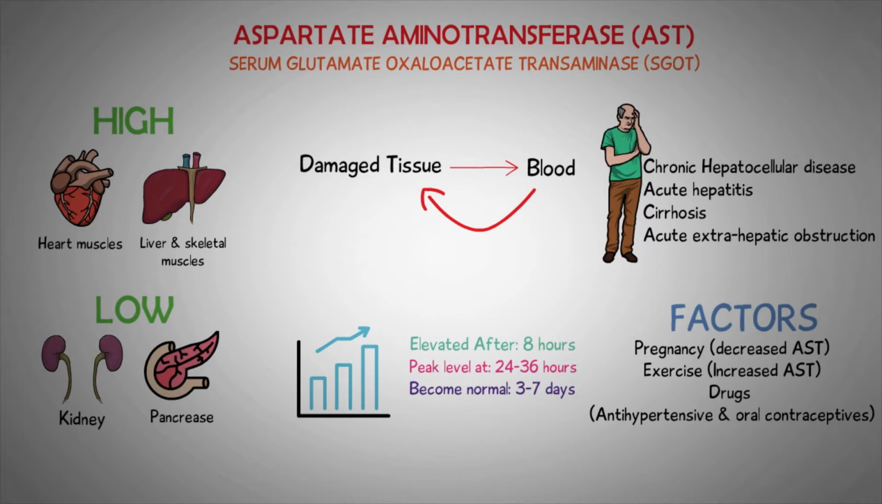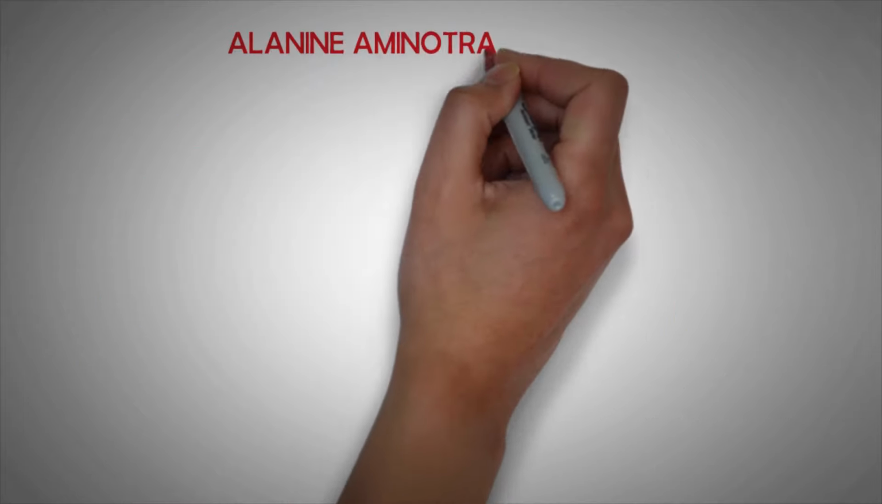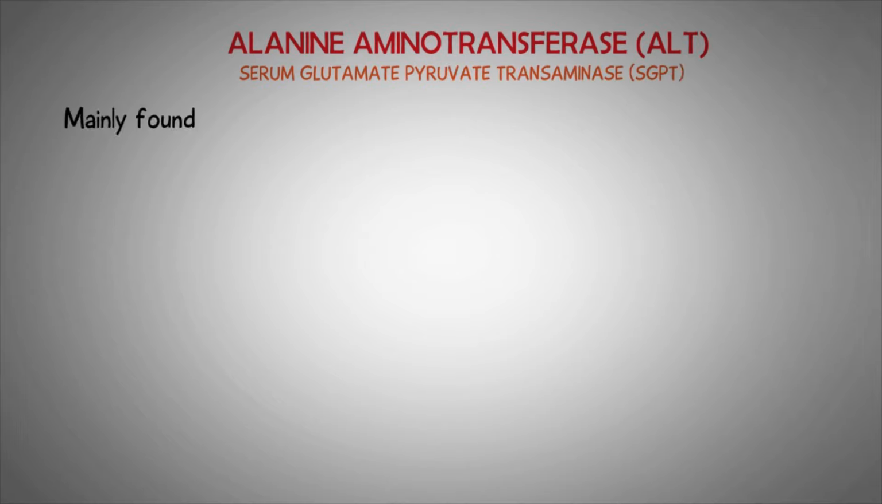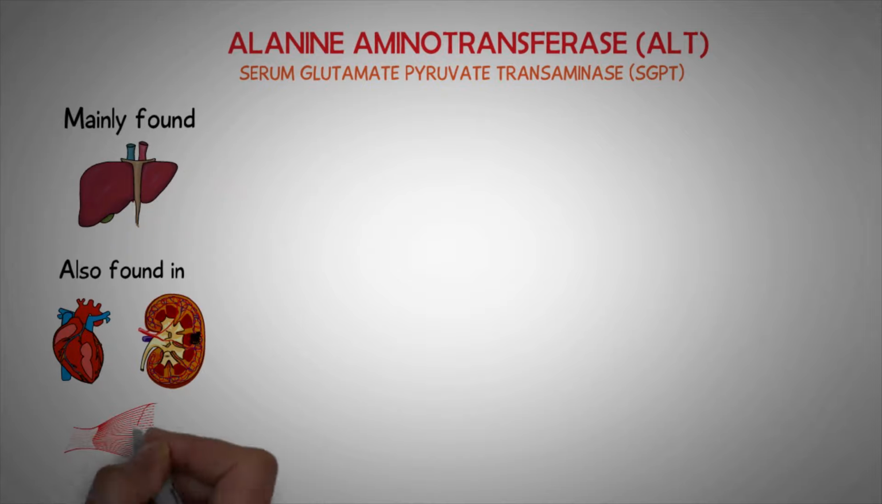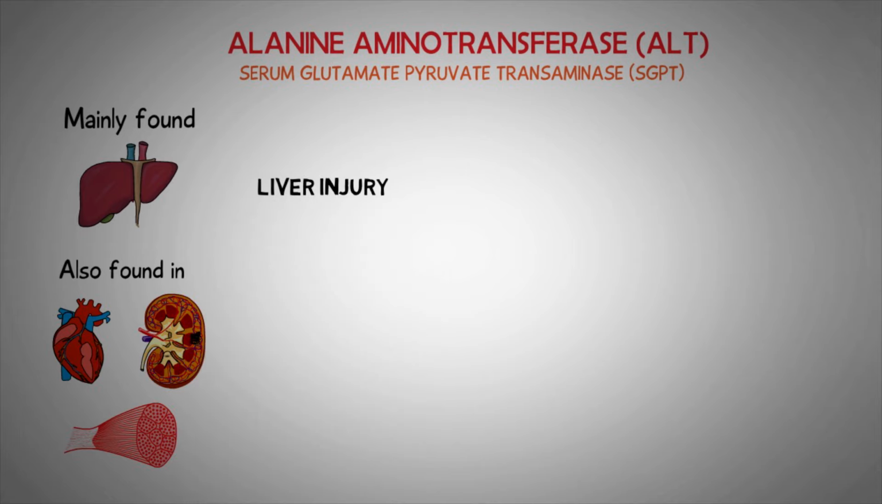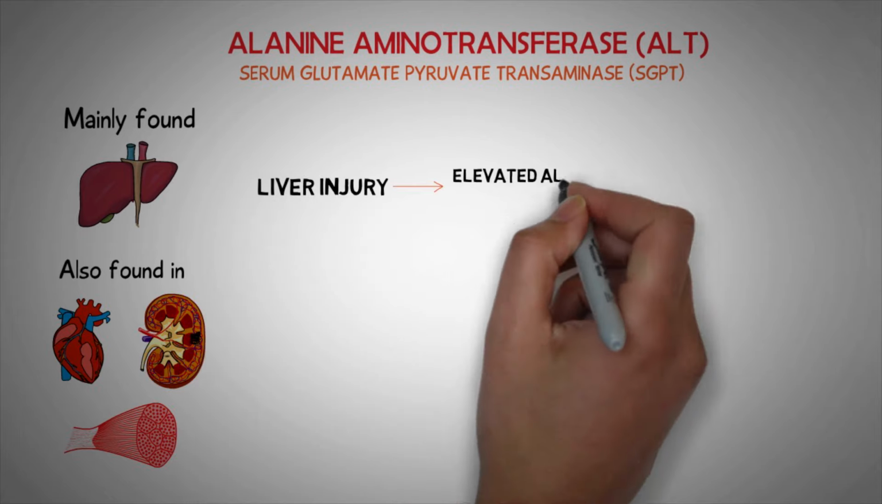The third test we will talk about is alanine aminotransferase, ALT. ALT was previously called SGPT, which stands for serum glutamate pyruvate transaminase. ALT is mainly found in the liver. Lesser quantities are in heart, kidney, and skeletal muscles. Liver injury causes elevation of ALT levels in blood.